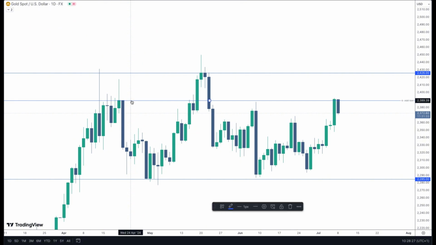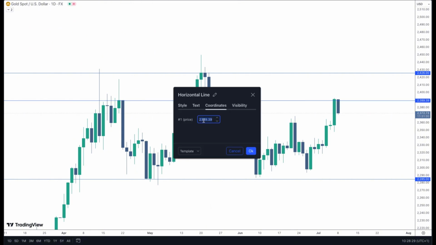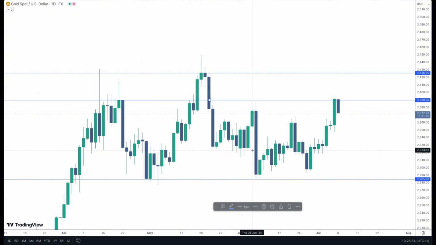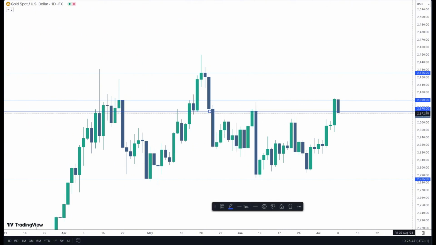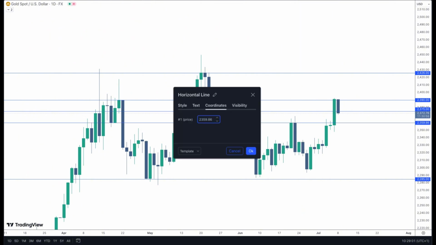What I'm going to do is round this up to 2390. We've also got this level here, and I would say that's 2375. I know it's broken into the candle bodies a little bit there, but in terms of being a round number, 2375 to me is a lot more key than 2376. I'm also going to mark this level here, which I'm going to put at 2360.